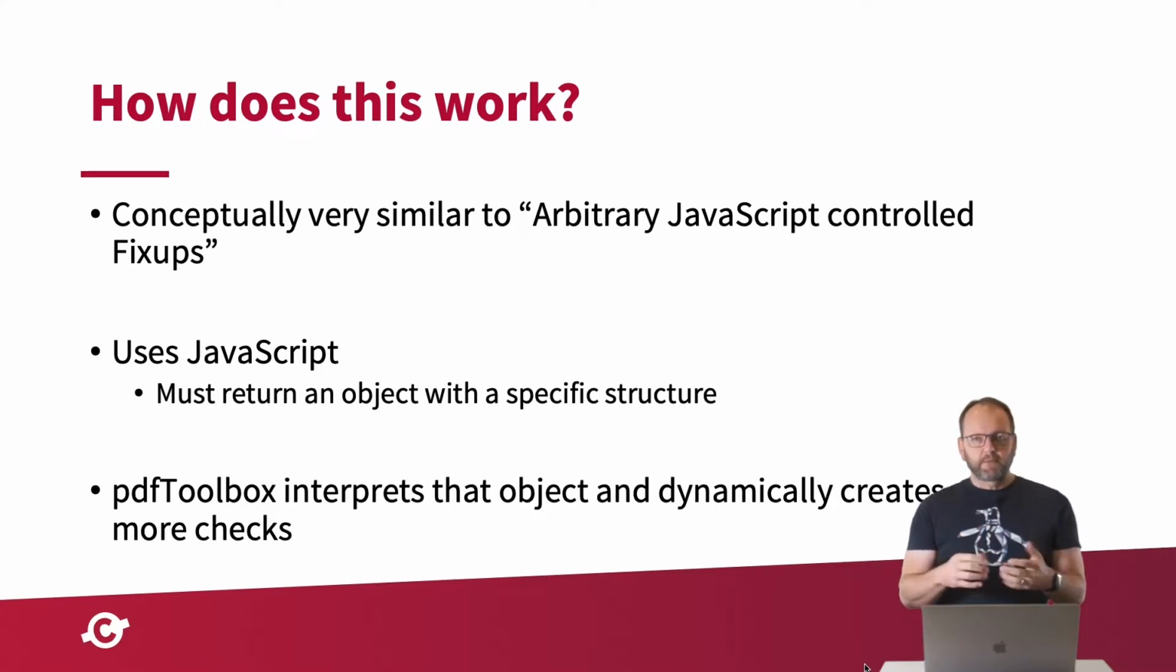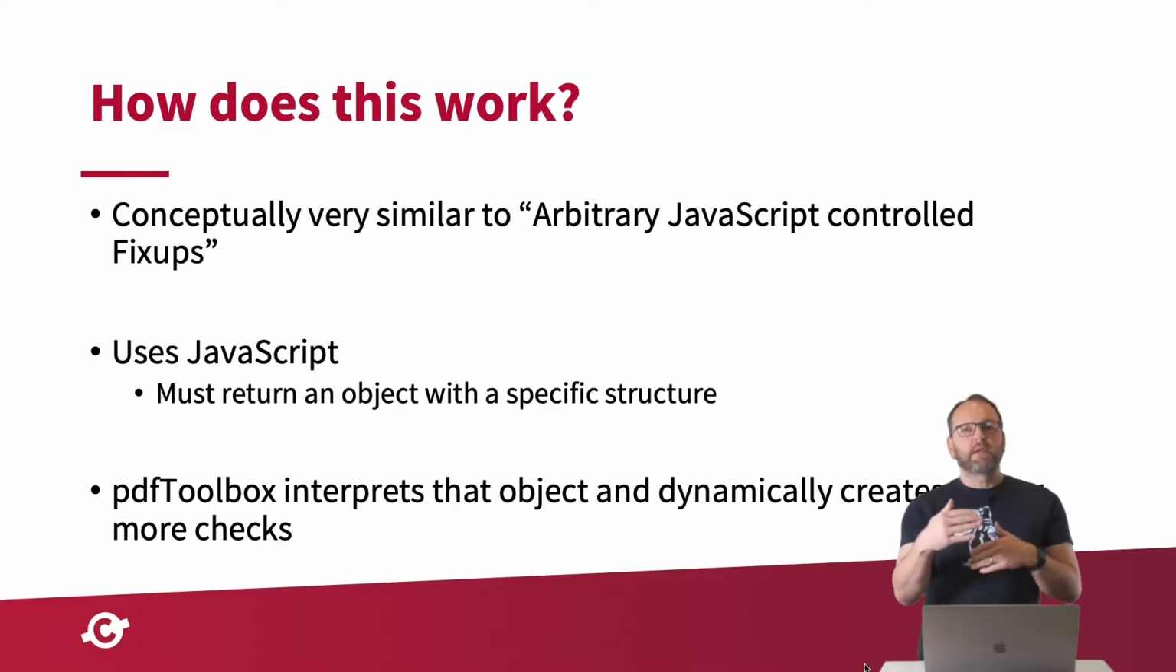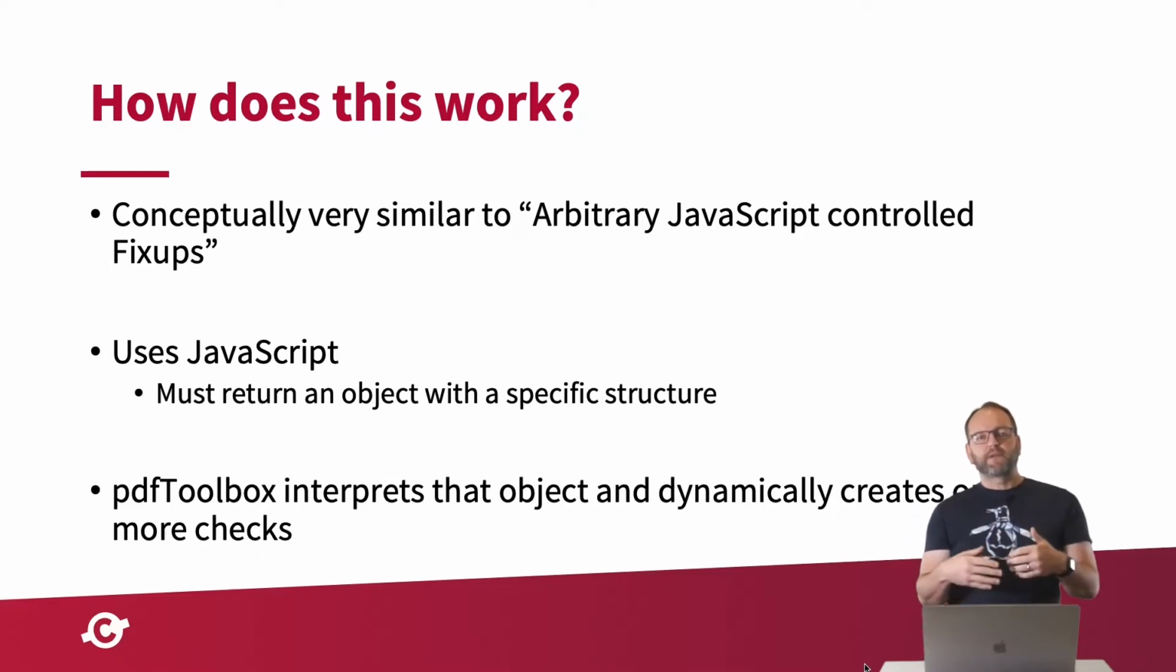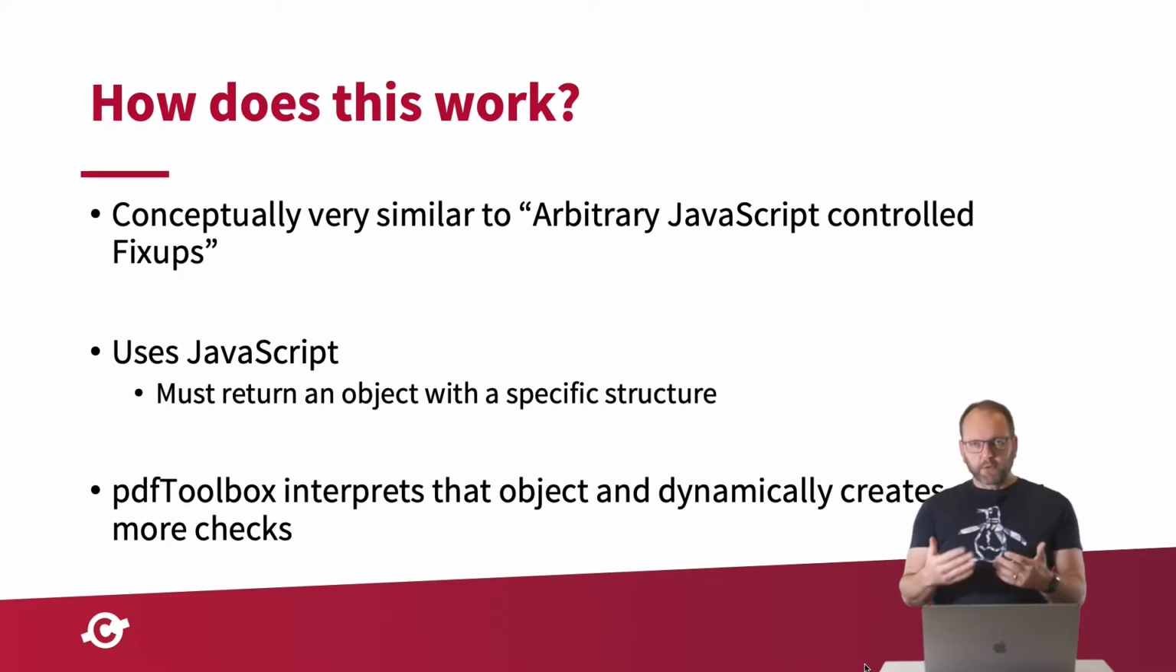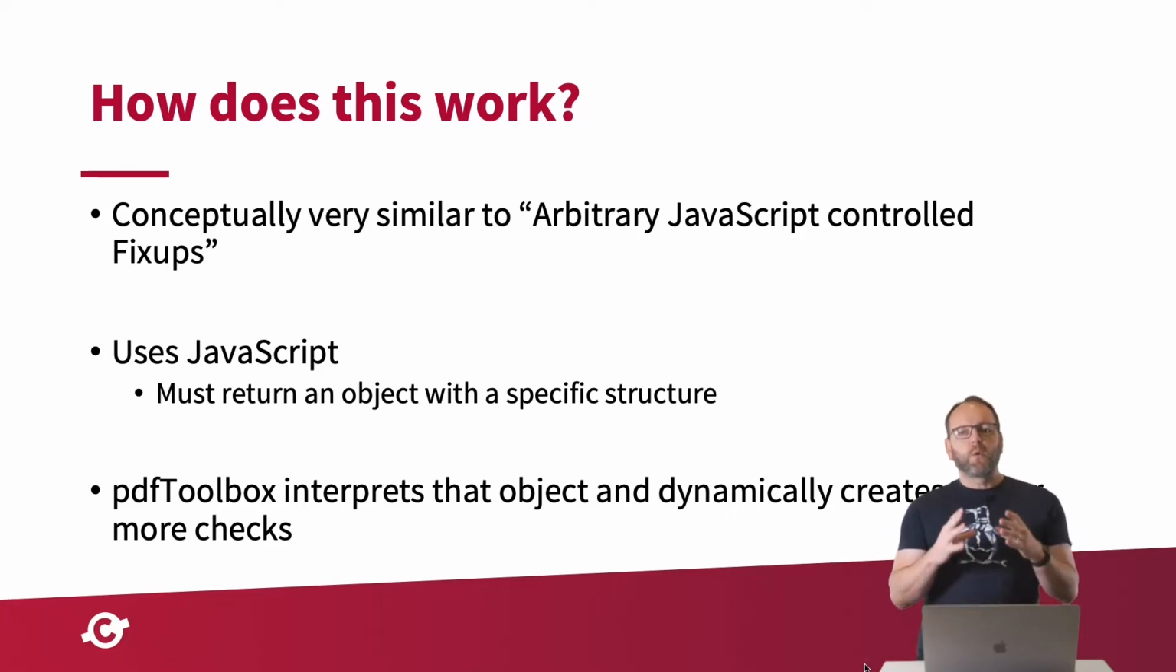You have to write JavaScript, and you can essentially write whatever JavaScript you want, but in the end of your JavaScript, there needs to be an object, and that object must follow a specific structure, and you pass that object back to pdfToolbox, which then interprets it and then automatically creates either conditions or checks or both. So the way this works is exactly the same, and what we need to look at here to understand how it works is what is this return object, and what do we need to put in there so that pdfToolbox understands what we're talking about.